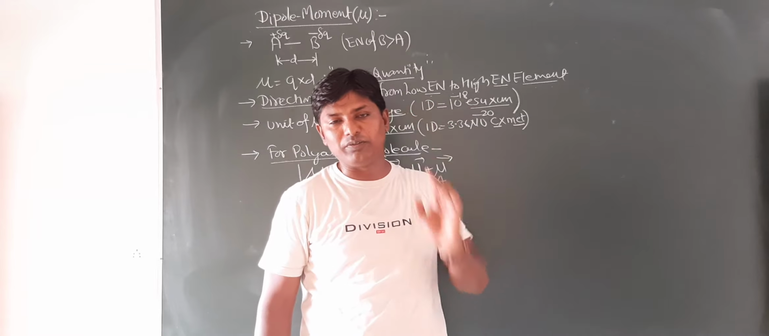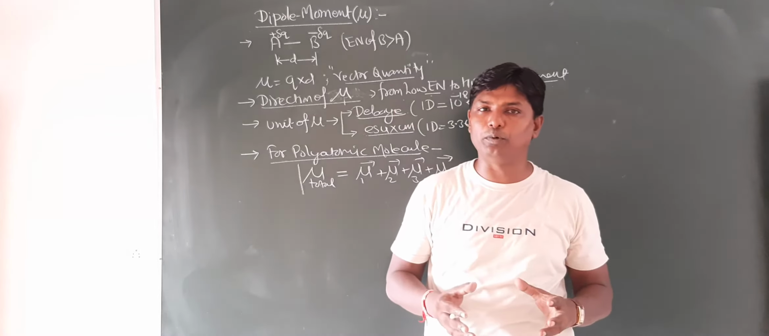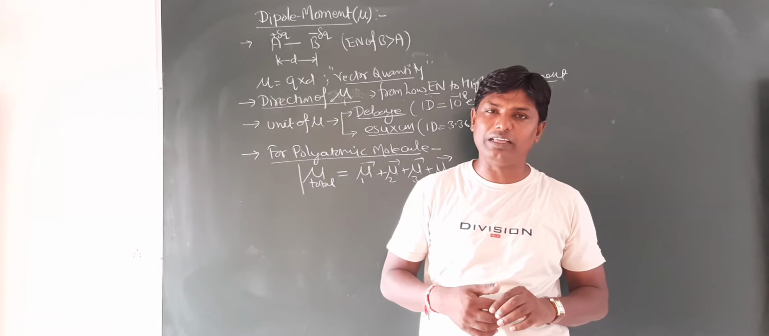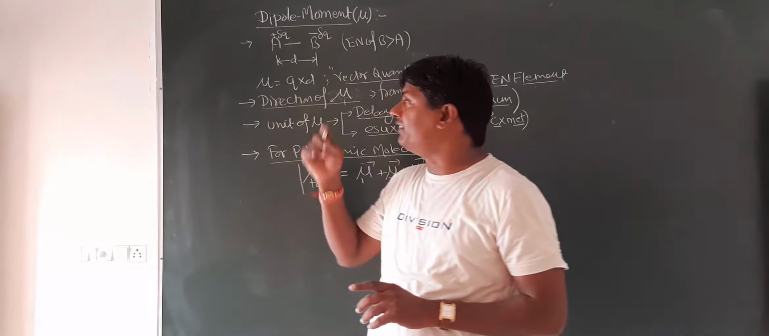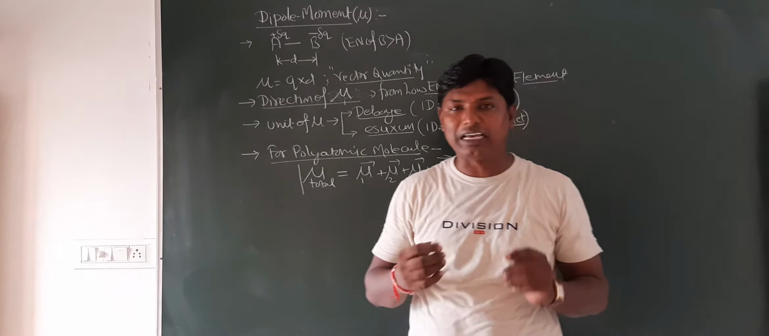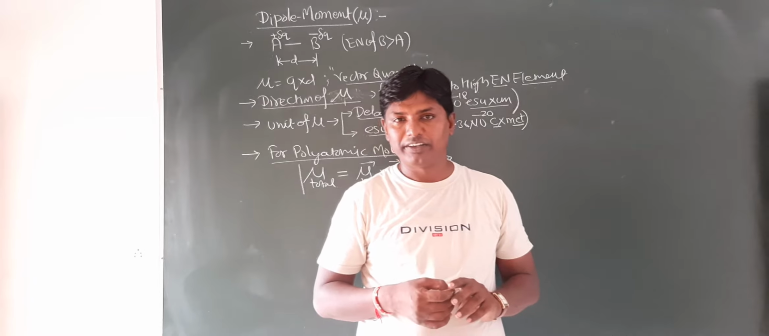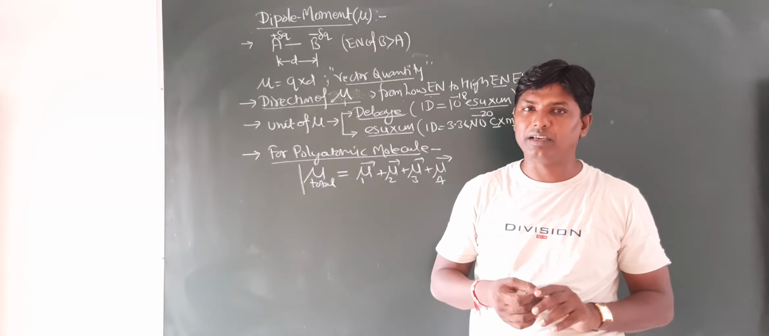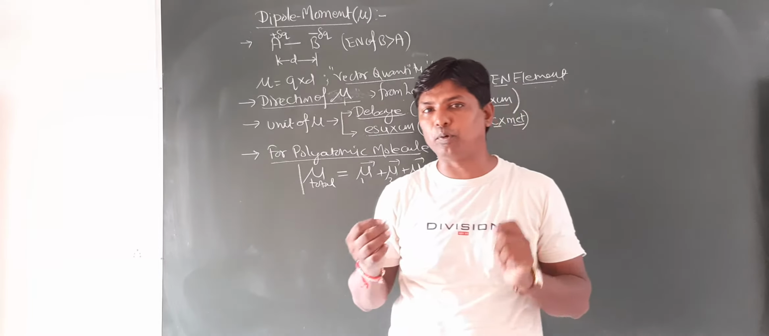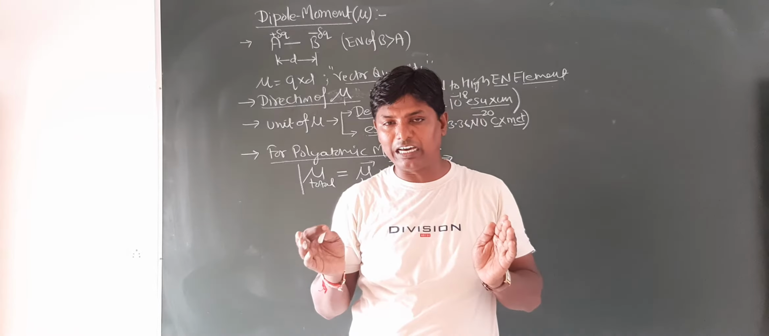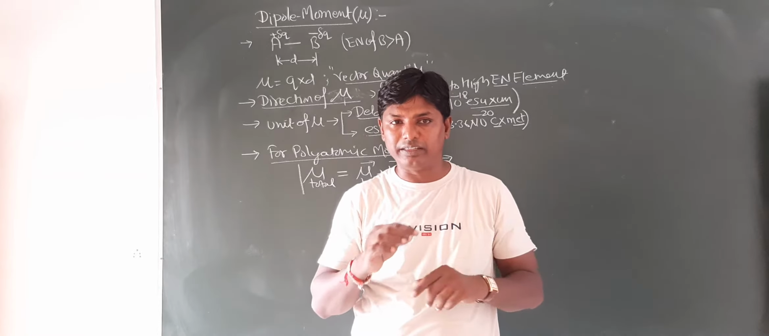And dear students, today we are going to discuss the important portion of chemical bonding, and this is dipole moment. First I will discuss what the dipole is. Dipole means a system having equal and opposite charge, and when they are put at a very short distance, they will form a dipole.